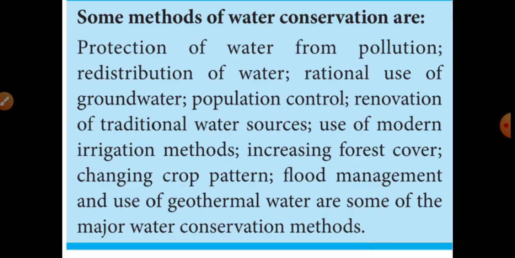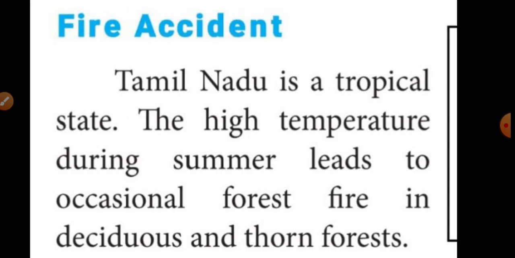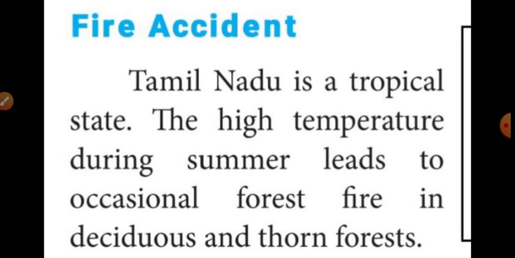Okay students, the next important disaster is the fire accident. Tamil Nadu is a tropical state. Tropical means hot and humid climate. Then because of high temperature, the fire accident will occur. That means during summer season, the fire accident will occur in the areas of the deciduous forest and the thorn forest area.